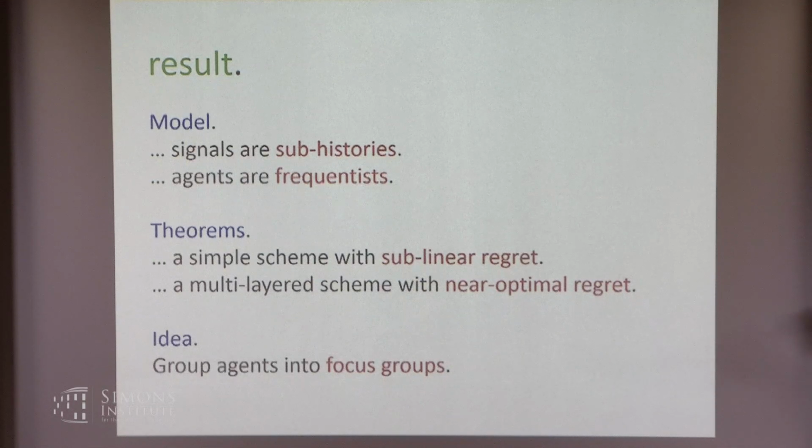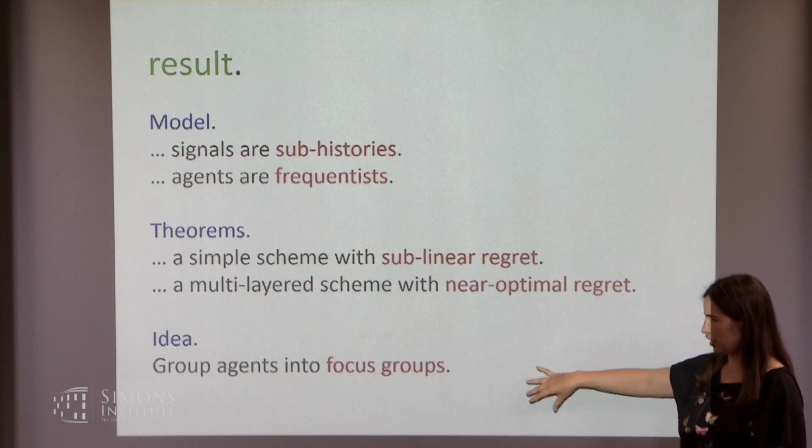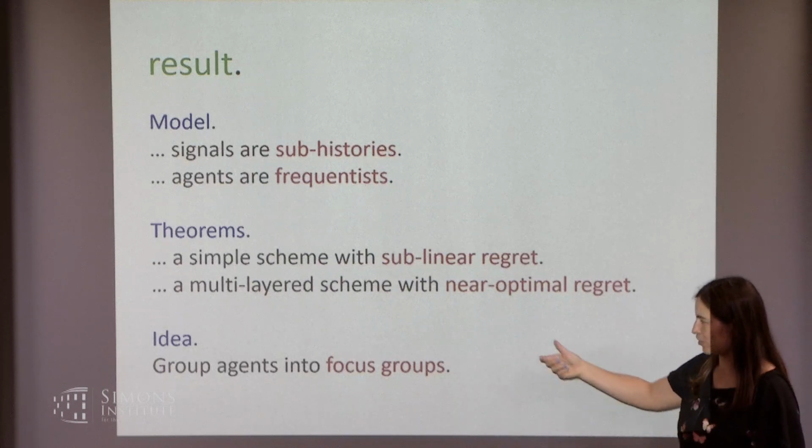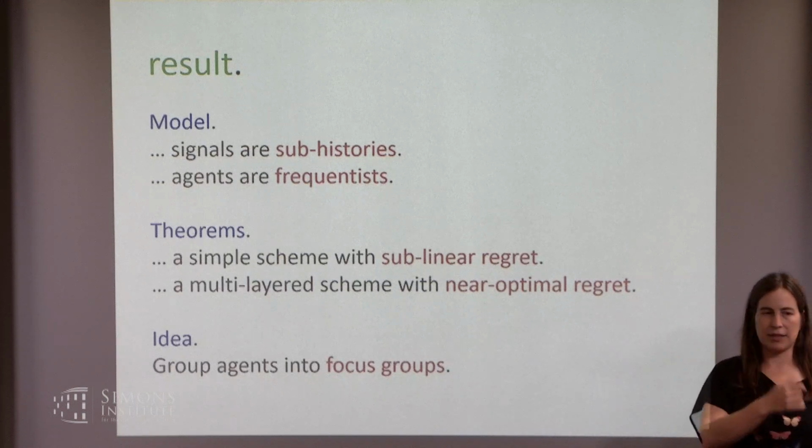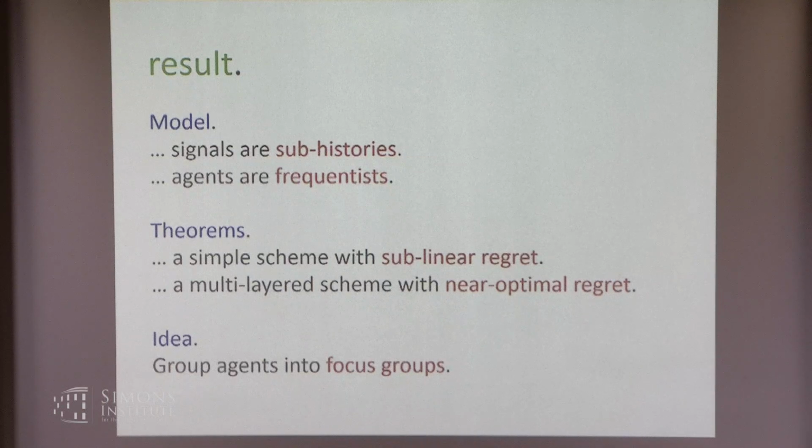And under these restrictions and behavioral assumptions, we're going to see that there's a simple scheme that gets you sublinear regret. And then we will refine this scheme to get a multi-layered scheme that has near optimal regret, so it matches the optimal regret bounds. And there are maybe three main ideas in the proofs, the most salient of which is that we want to group agents into focus groups, which are going to then explore different options because of the stochasticity of the setting. And from that, we can then learn about each of these different options.